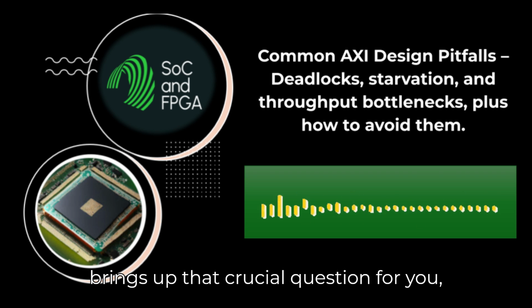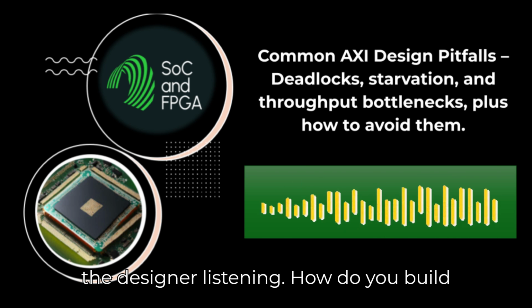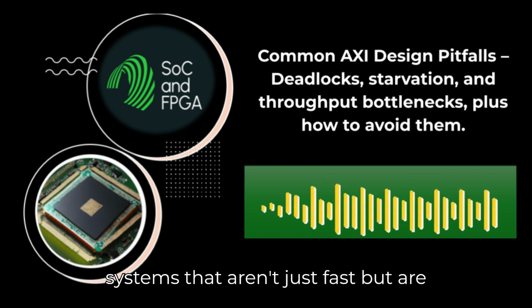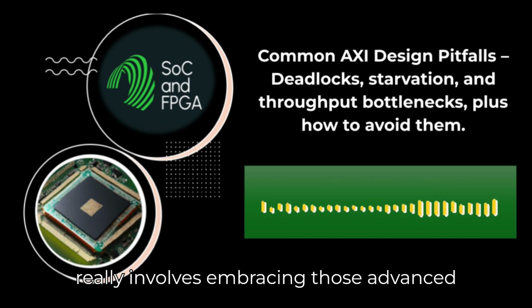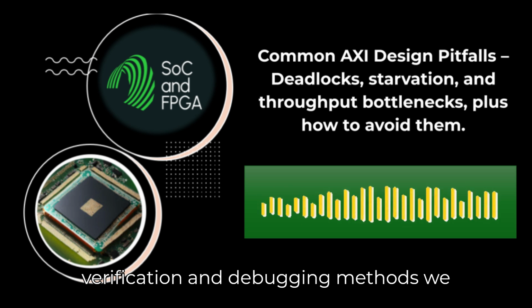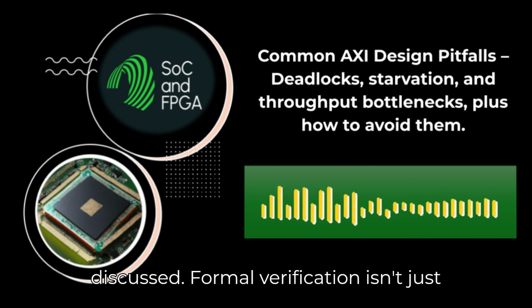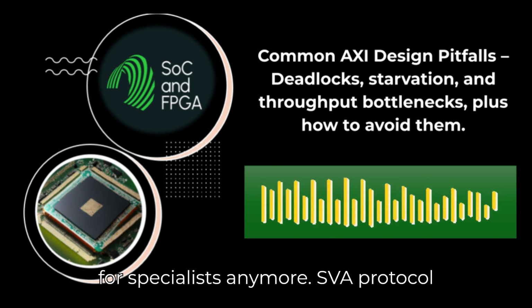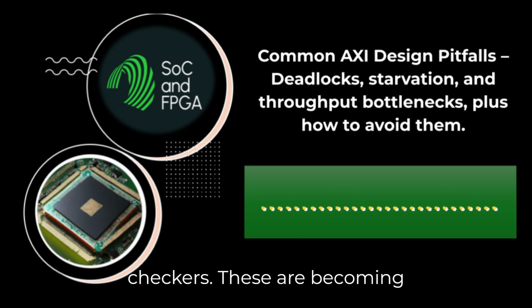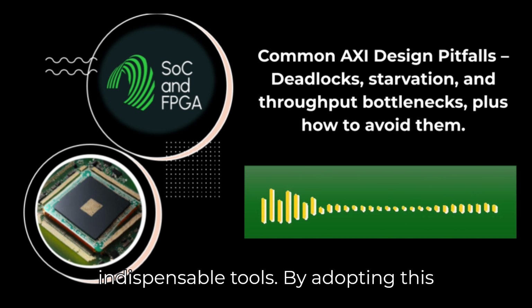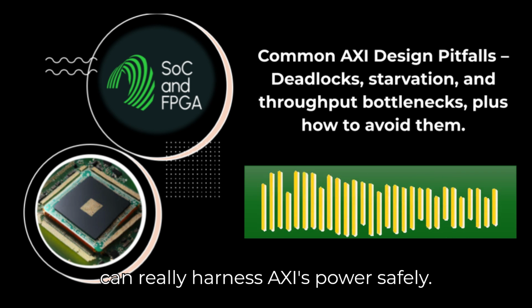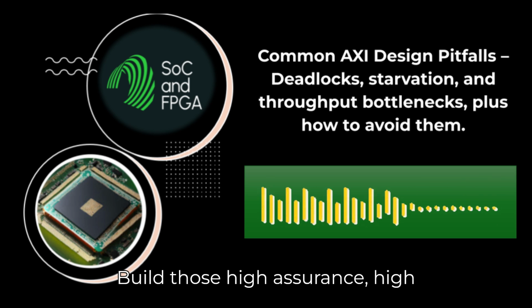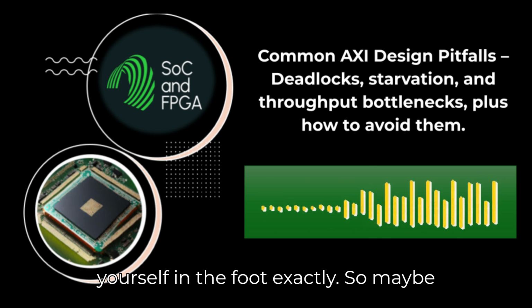Which then brings up that crucial question for you, the designer listening. How do you build systems that aren't just fast, but are fundamentally reliable? And the answer really involves embracing those advanced verification and debugging methods we discussed. Formal verification isn't just for specialists anymore. SVA, protocol checkers, these are becoming indispensable tools. By adopting this robust verification-centric approach, you can really harness AXI's power safely. Build those high-assurance, high-performance systems without shooting yourself in the foot.